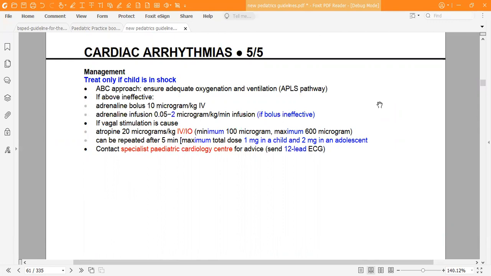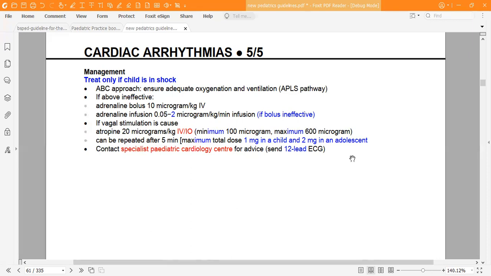If vagal stimulation is a cause, you have to think about giving atropine 20 microgram per kg IV or intraosseous, minimum 100 microgram, maximum 600 microgram. Can be repeated after 5 minutes. Contact specialist pediatric cardiology center for advice, and send 12 lead ECG.